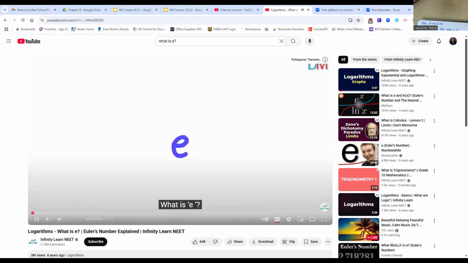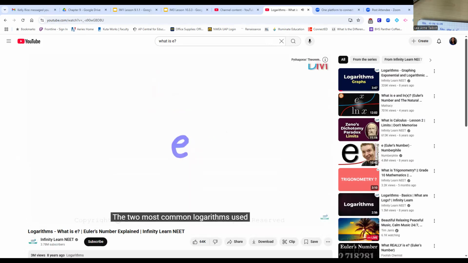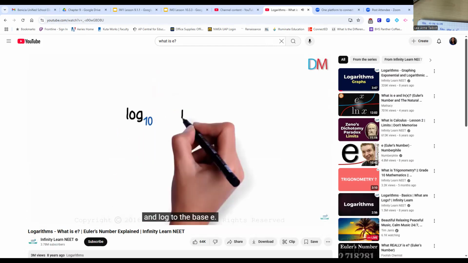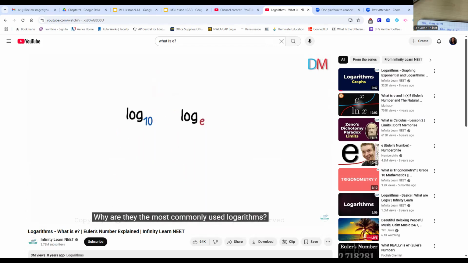What is e? The two most common logarithms used are log to the base 10 and log to the base e. Why are they the most commonly used logarithms? How do we really understand them?